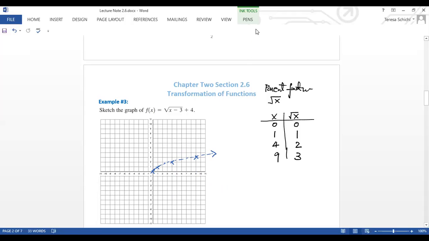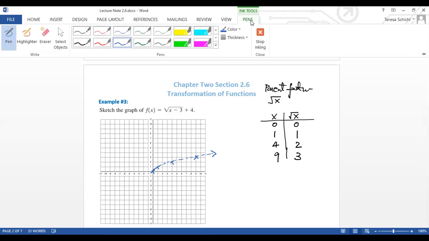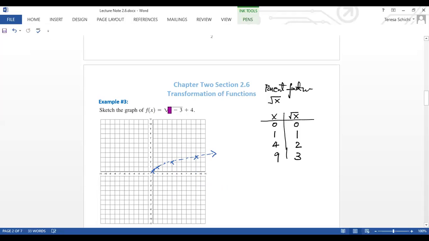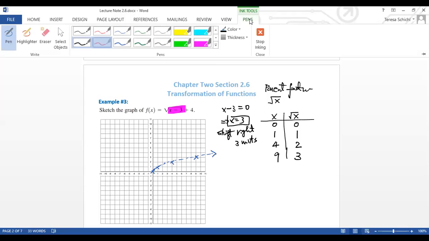Okay, so now, just like the order of operations, the next thing we want to see is x minus 3. What does that mean? That means x minus 3 equals 0, so you get x equals 3. So what does x equals 3 mean? You shift to the right, correct? 3 units.